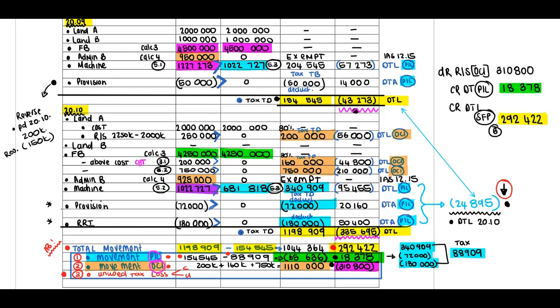Now, when I indicate no abbreviations, yes, you may include abbreviations in terms of OCI. This is allowed. P&L, profit or loss, and SFP. But you may not include RS for revaluation surplus, DT for deferred tax, or DTL for deferred tax liability. You need to write out these words.